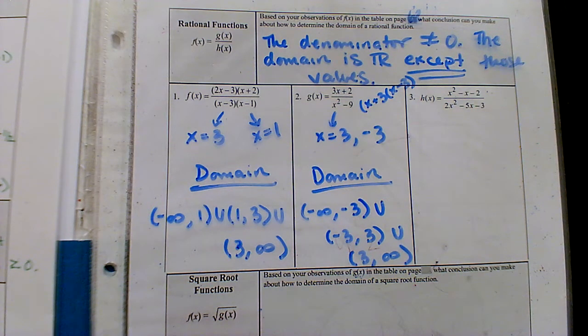Are we doing okay so far? We're just looking for the denominator. All right, let's try 3. Can we find a number that would not work in that denominator, that would make it 0?